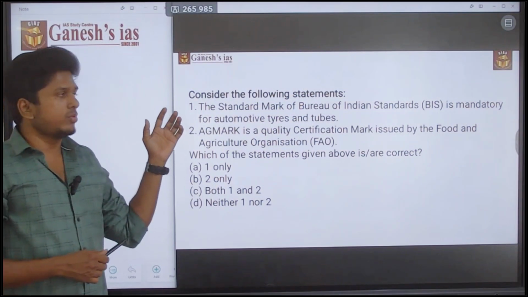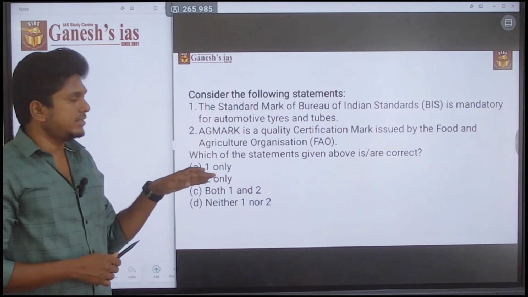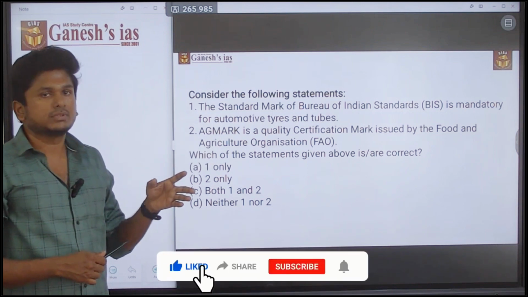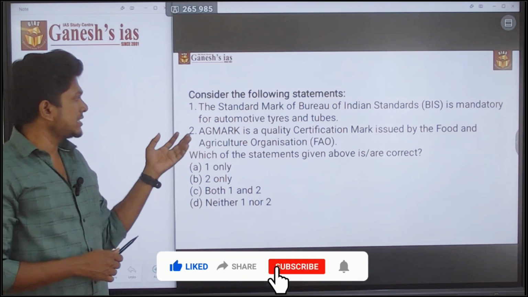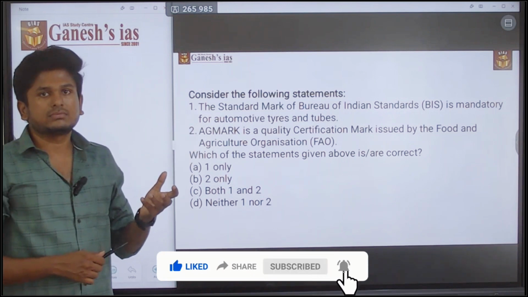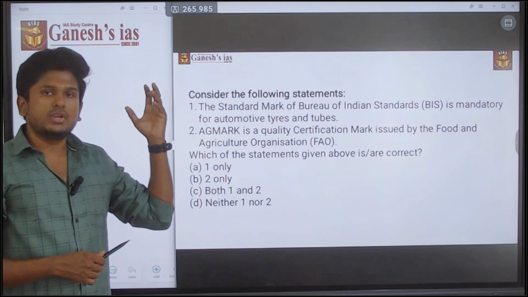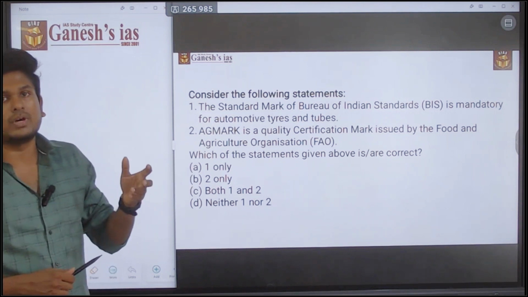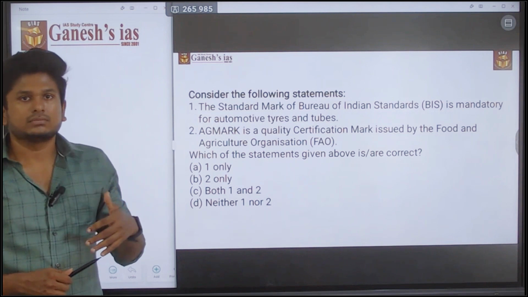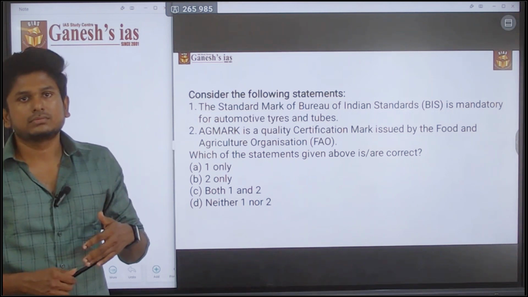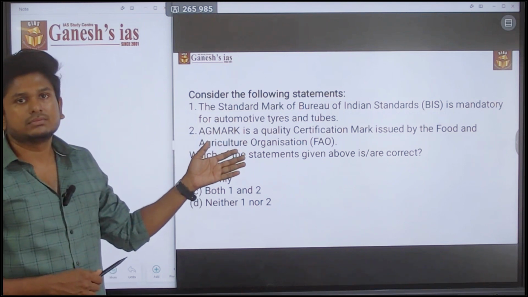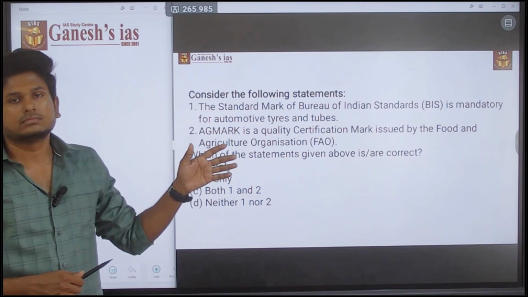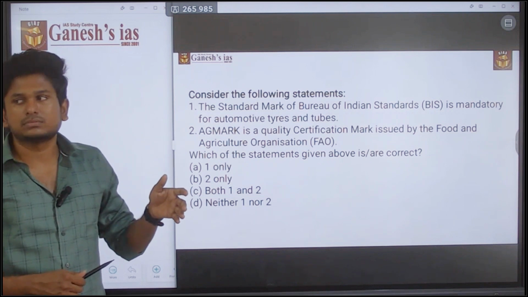Even though I don't know about the first statement, I can clearly say that the second statement is wrong. The thing is, FAO is an international organization. How will they give certification for any agri products? They stand at the UN office. How will they certify every agri product produced in India or somewhere else? AGMARK is followed by India. How will they certify it? This is an international organization. So by that itself you can easily say that the second statement is wrong. This is how you have to eliminate the statement.